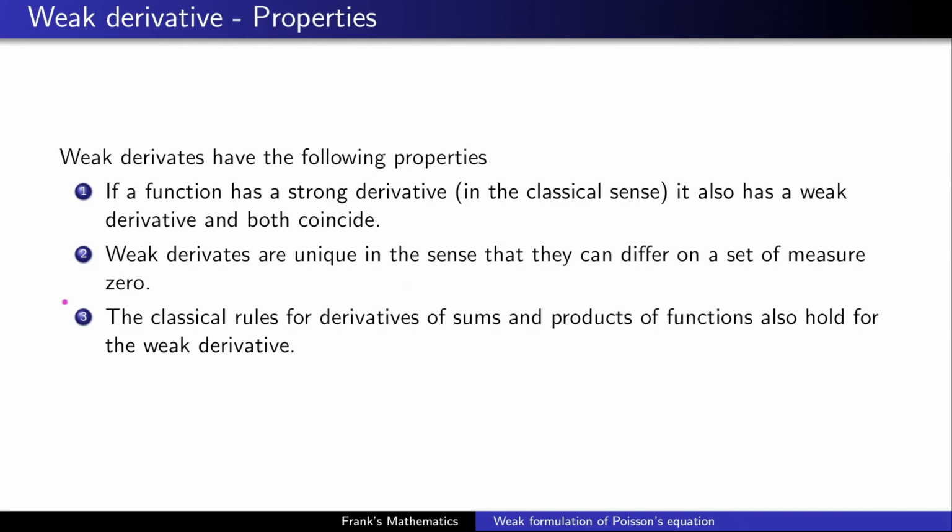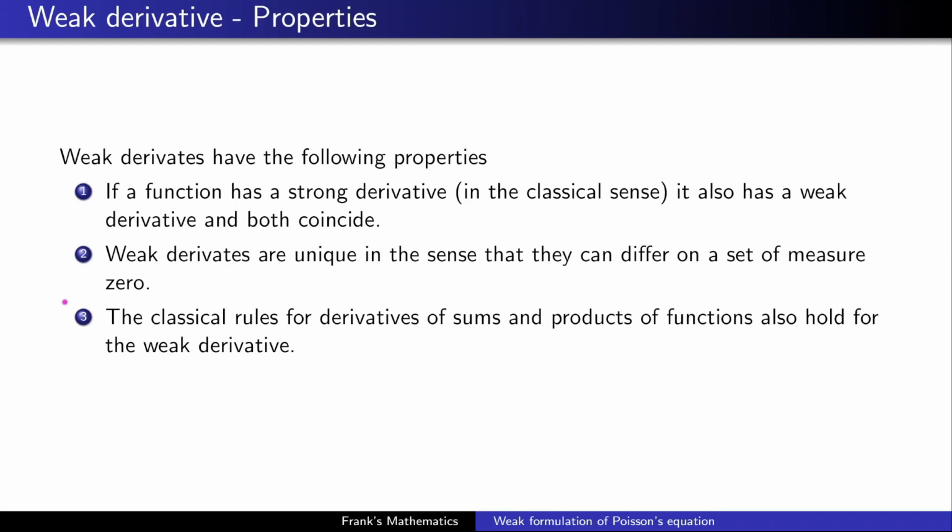And most interesting is point number 3. We can prove that the classical rules for the derivation of sums and products also apply for the weak derivative. You can check this by computing the definition of a weak derivative. And this is very nice because now this is a useful extension of the strong derivative, let's put it that way. And we do not have to change some sum rules or some product rules or stuff like that.